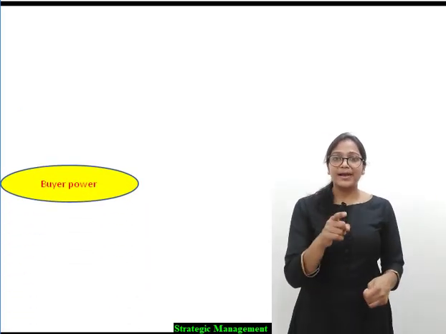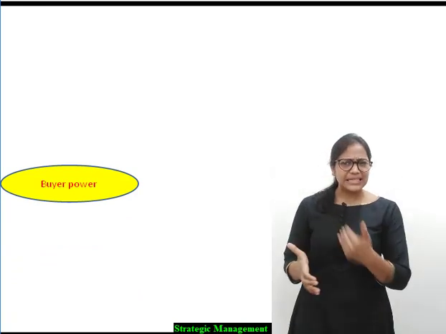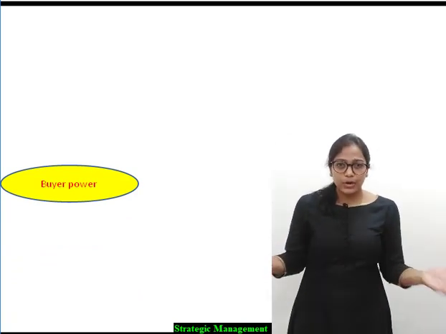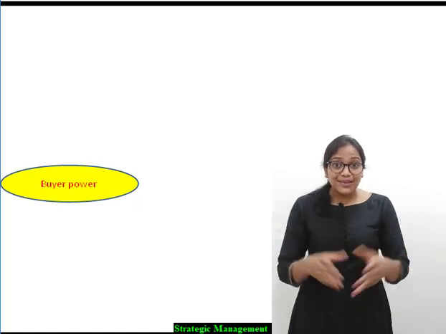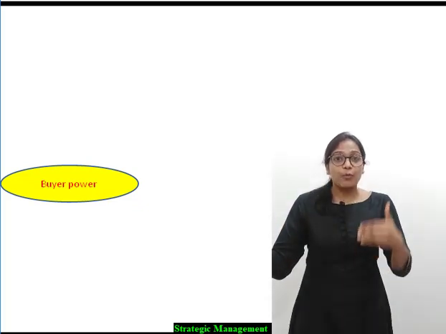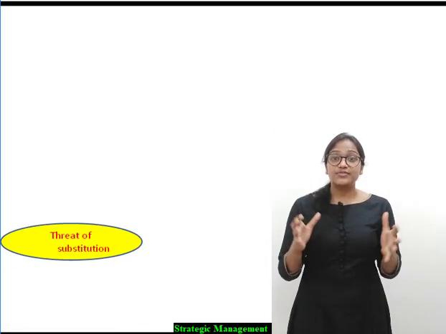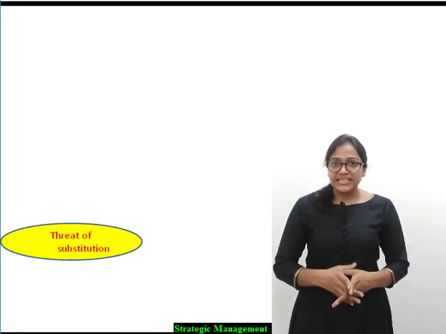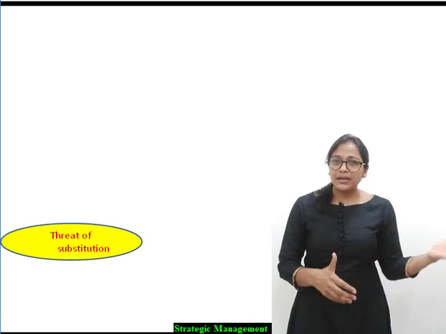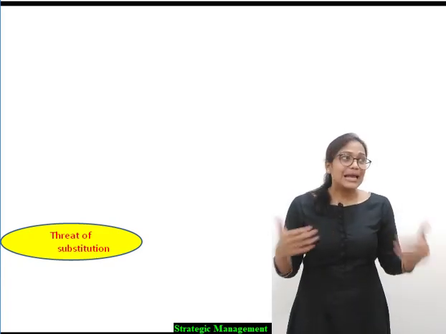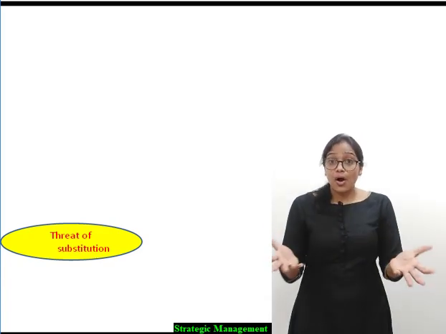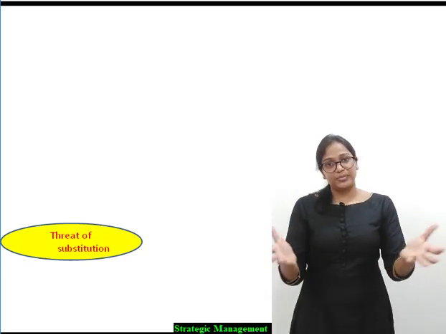The third one is the buyer's power. That means can the buyer dictate you the terms in your business? Can they control your business? How many buyers are there in your business? Can the buyer switch from one firm to another? So this is about the buyer's power. Then comes the threat of substitution. The product that you are providing in the market, can it be substituted by another product? Are the substitutes available? Can the competitors copy your product? Or how much differentiation are you providing in your product?